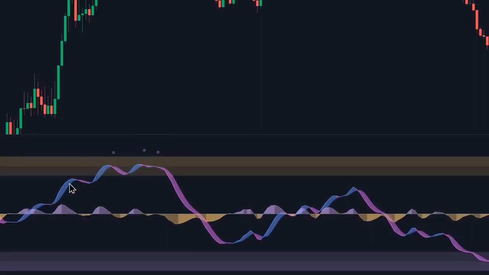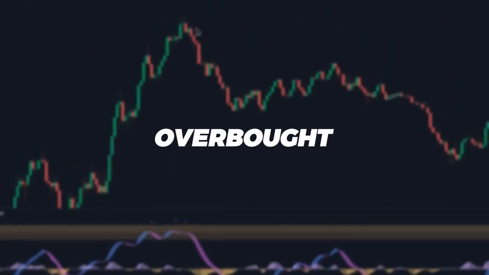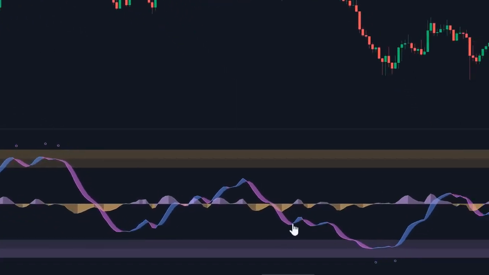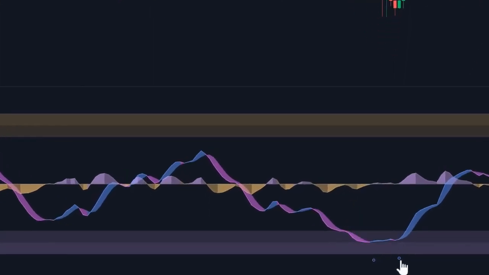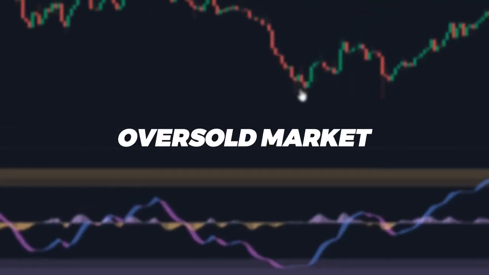Whenever the WaveTrend ribbon goes into the upper horizontal level, a purple circle like this one is going to be printed. This indicates that the market might be overbought. Conversely, whenever the WaveTrend ribbon goes into the lower horizontal level and a blue circle like this one is printed, this indicates an oversold market condition.